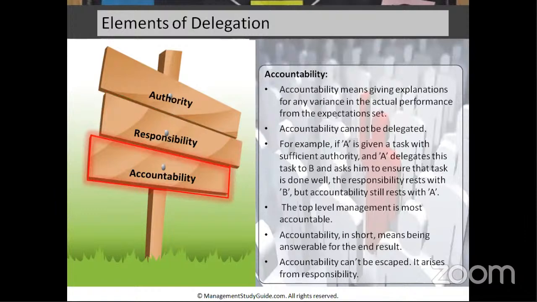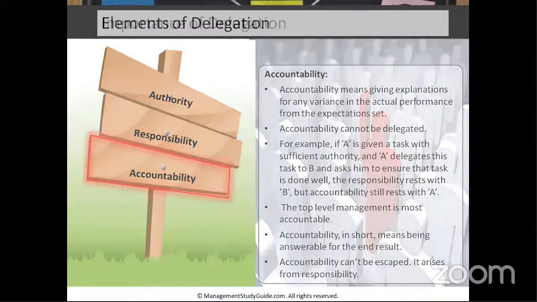Accountability. Accountability means giving explanations for any variance in the actual performance from the expectations set. Accountability cannot be delegated. For example, if A is given a task with sufficient authority and A delegates his task to B and asks him to ensure that the task is done well, the responsibility rests with B, but accountability still rests with A. The top level management is most accountable no matter what happens. Accountability, in short, means being answerable for the end result. Accountability can't be escaped. It arises from the responsibility.